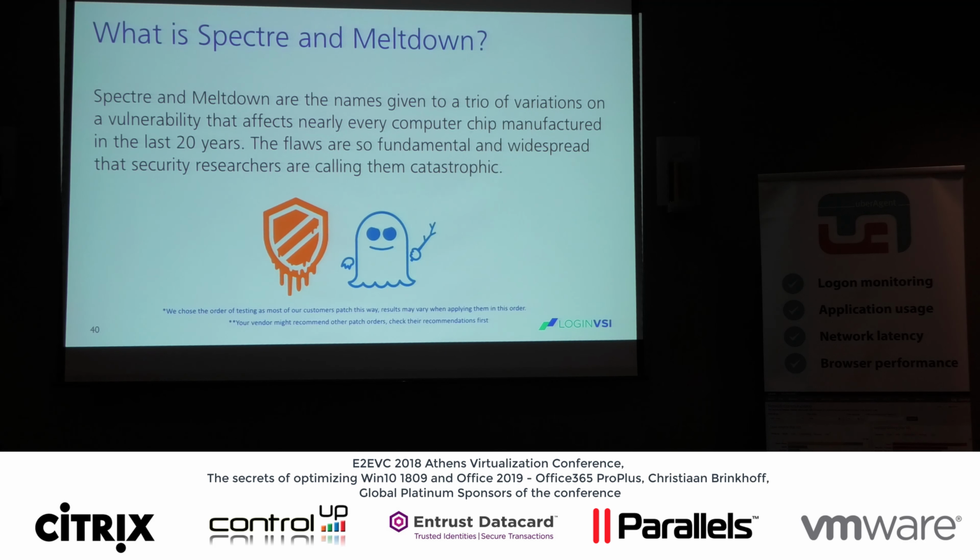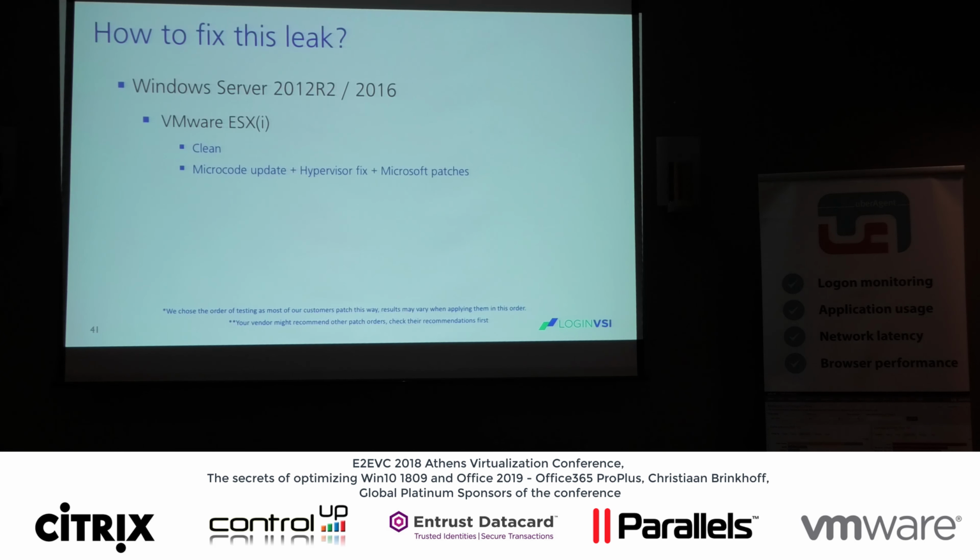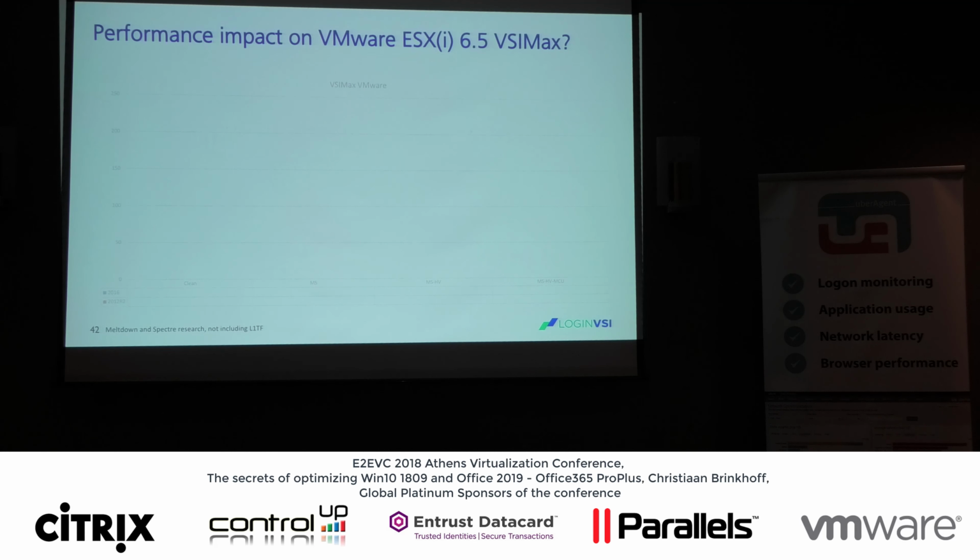I have 50 minutes. Spectre and Meltdown are vulnerabilities from inside the CPU of Intel. Probably all the CPUs of the last 20 years were affected, and VMware, Citrix, and all the hardware providers created updates for that, as well as Microsoft on the operating system. To clean that vulnerability, you need to do the microcode updates, the hypervisor fix, and the Microsoft patches. So what is the impact of that on VMware ESXi 6.5?